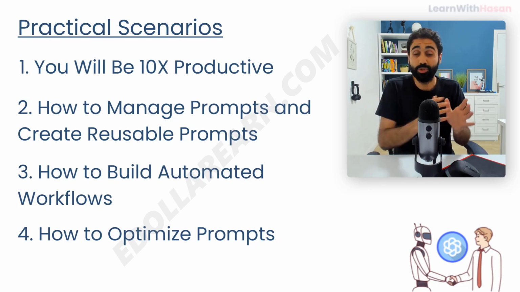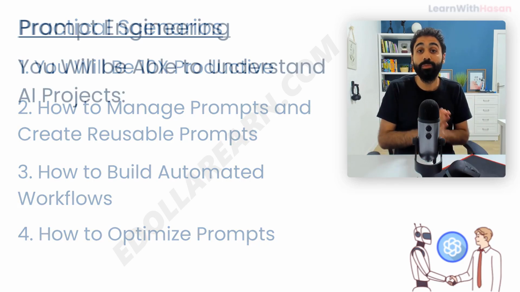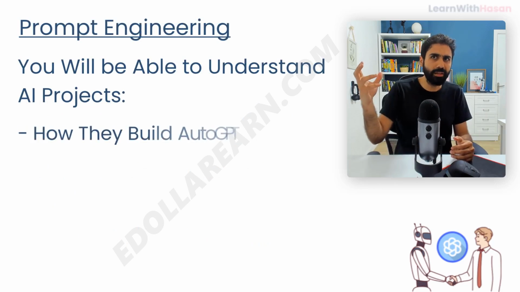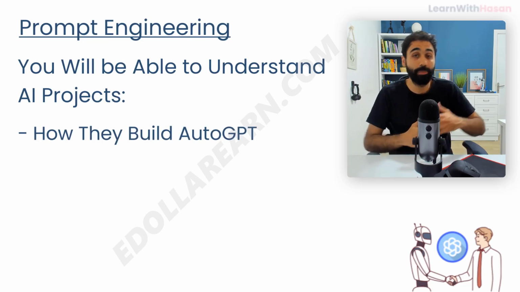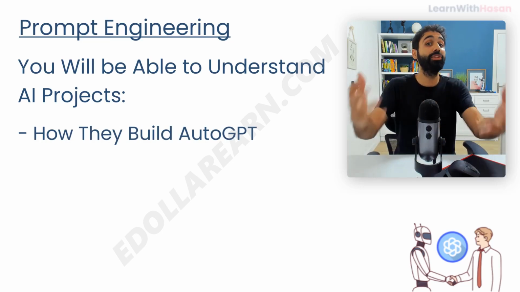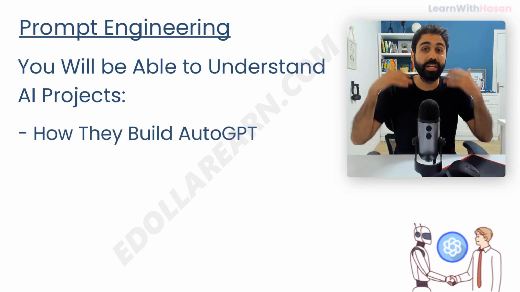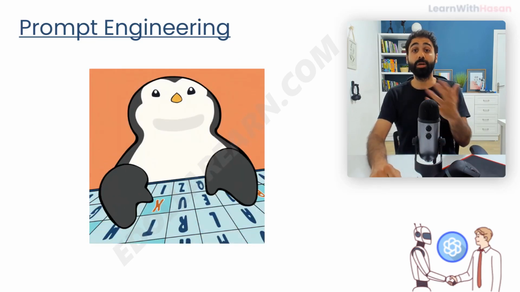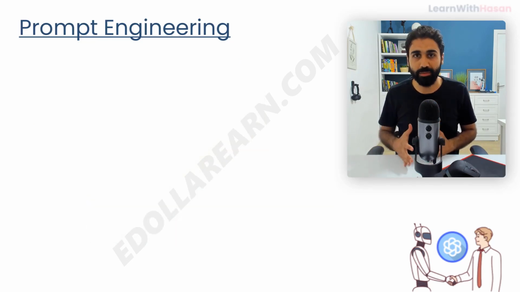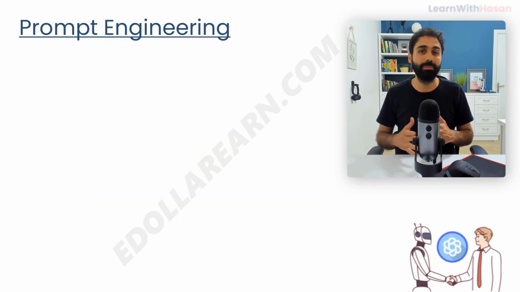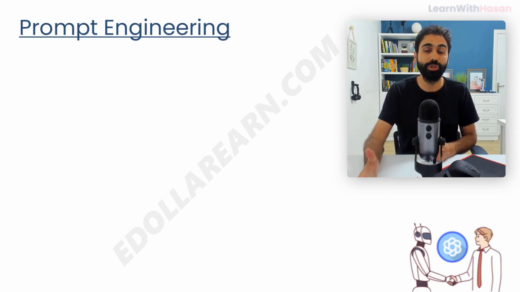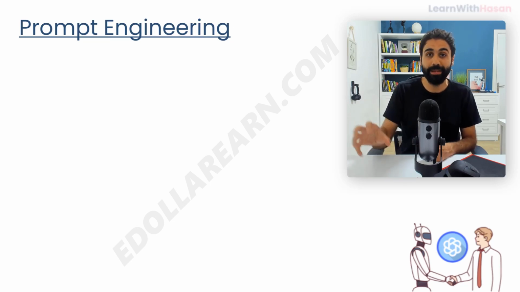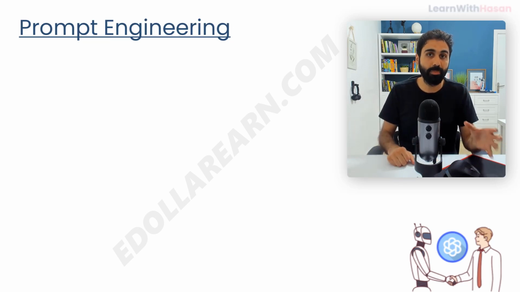And of course, after you finish learning these skills, you'll be able to understand AI projects, like how they build AutoGPT. Maybe you can collaborate with people on projects, build your own project, build your own libraries, tools, and websites based on AI, and so on. And if you are a developer, you can save a lot of time developing, coding, optimizing, and debugging your code and your script, if you learn exactly how to use LLMs to code and to develop applications.